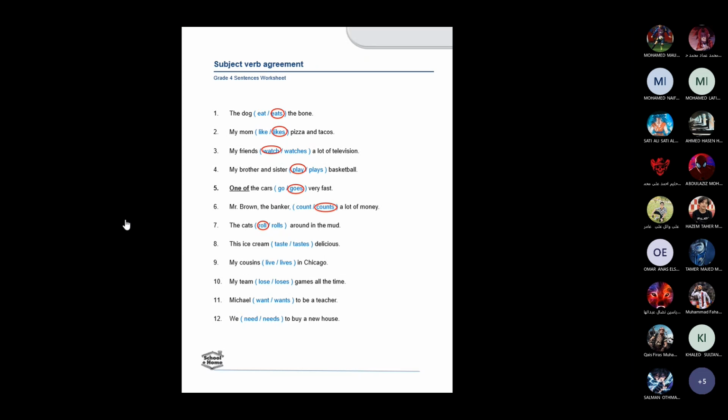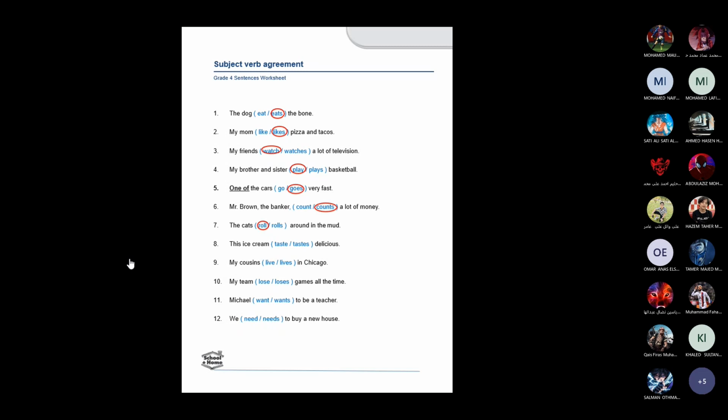Muhammad Muawiyah. Yes, mister. Okay, Muhammad, number eight. The ice cream tastes delicious. Okay, so what is the verb that agrees with the subject here? You choose one of these two. Which one do we want to choose to agree with the subject? Which one, the first or the second? The second one.